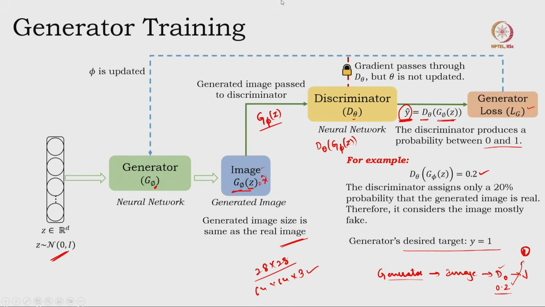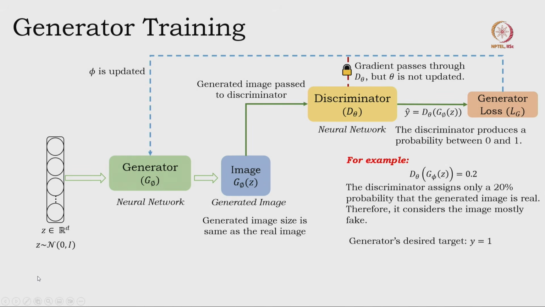So that is the reason why y is assumed to be 1. This target is deliberately set to 1 because the objective of a generator is to fool the discriminator, and it has to generate more realistic images. I hope up to this point it is clear to you.